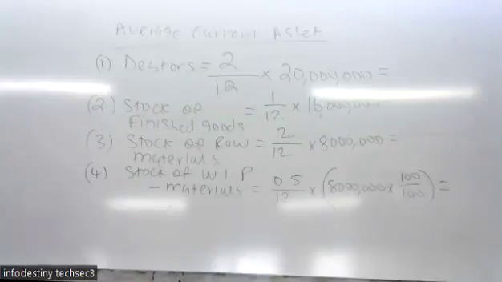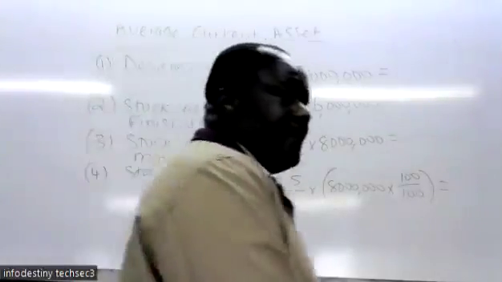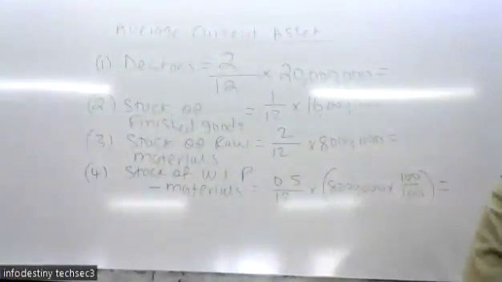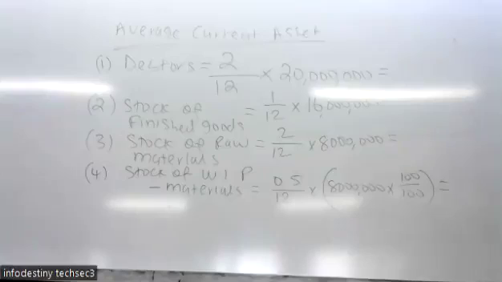100% is the same as 1. That one is having no problem. You just take 0.5 multiplied by the 8 million, because it is 100% complete. So 100 over 100, it is just 1. That one is clear.